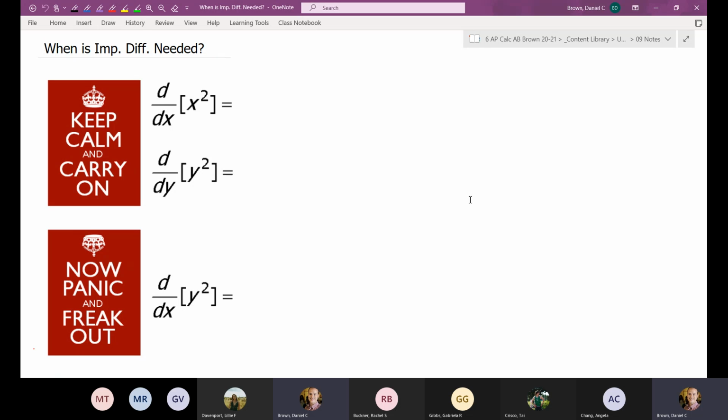So I was going to start off with just the basics, and then we'll see how it connects to what we're doing in this unit. So implicit differentiation is a way that we are going to differentiate, and there will be certain circumstances where we need to use it and know when to use it.